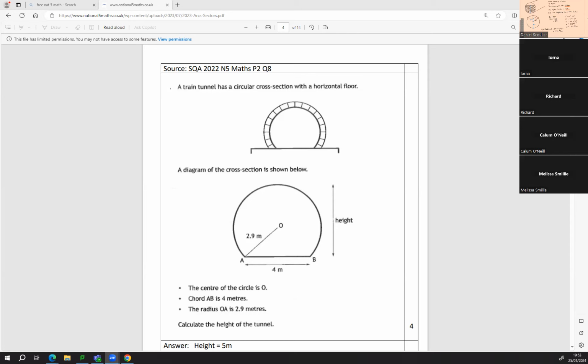Okay, so I'm going to draw that on the board. I'll leave that on the screen and I'm going to draw that on the board for myself, and then we'll go through it. But have a wee think about it. Well, I'll just draw it out.